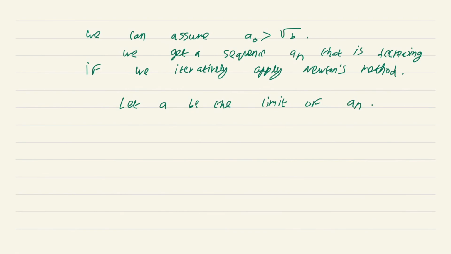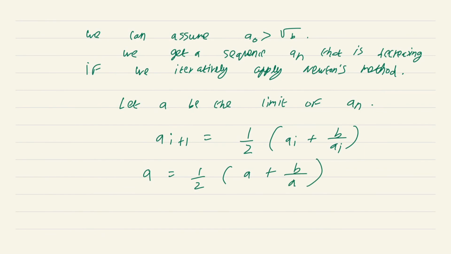Okay, now at each stage we had iterated by this procedure, a of i plus 1 equal to half of a i plus b by a i. Then taking limits on both sides, you get a is equal to half of a plus b by a. Okay, this is just a fancy way of saying a squared equal to b. So the net upshot is, if you keep repeating this divide and average method, you will end up at the required square root of the number b. So this was a brief illustration of Newton's method.